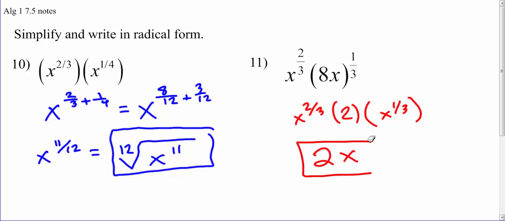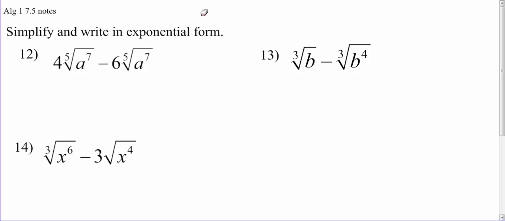So I have 2x. Now you'll notice the instructions here say to write in radical form. Folks, if there's not an exponent, you can't write it in radical form. There is no root. This is your number. It is simply 2x. All right, we have one page to look at some more simplification and changing forms.